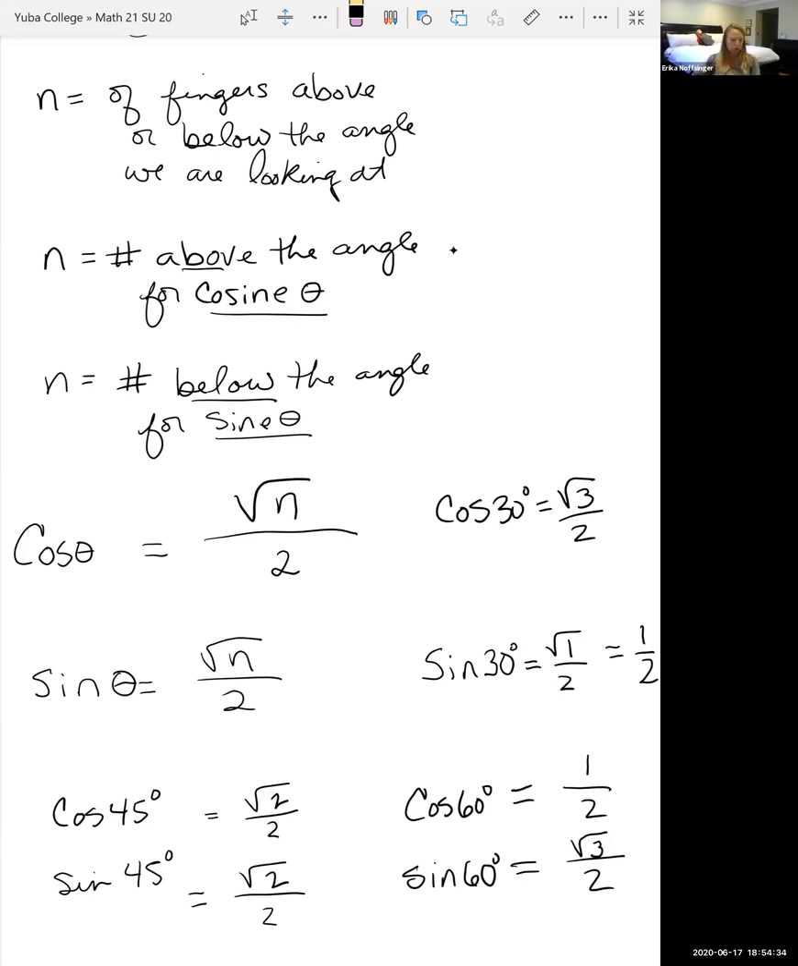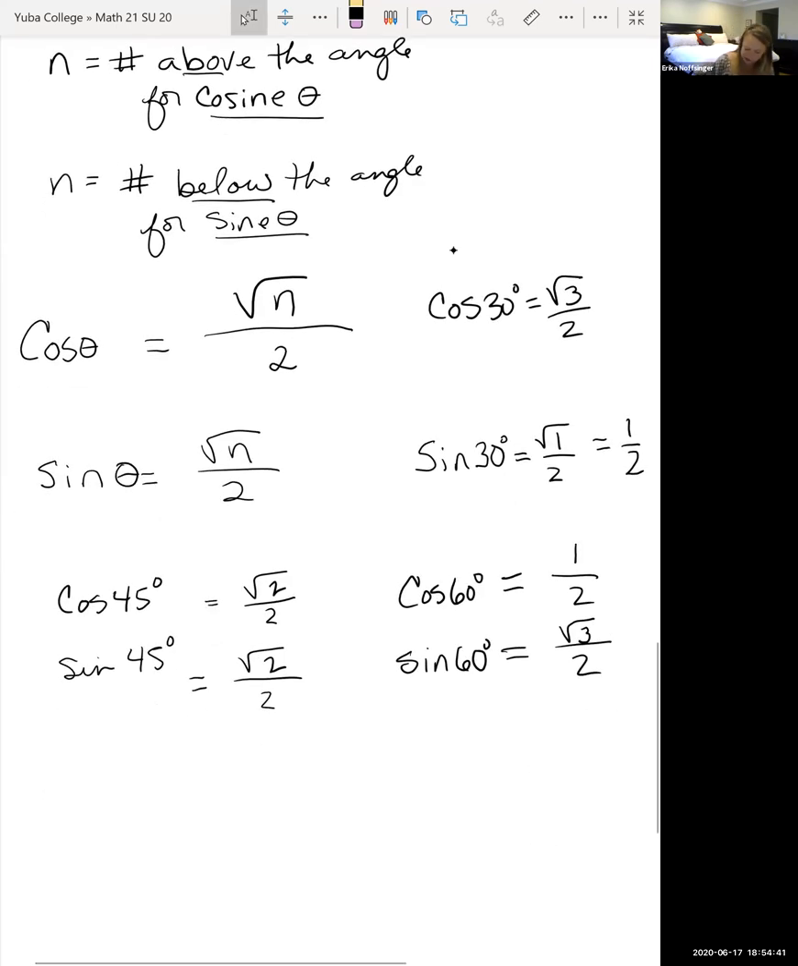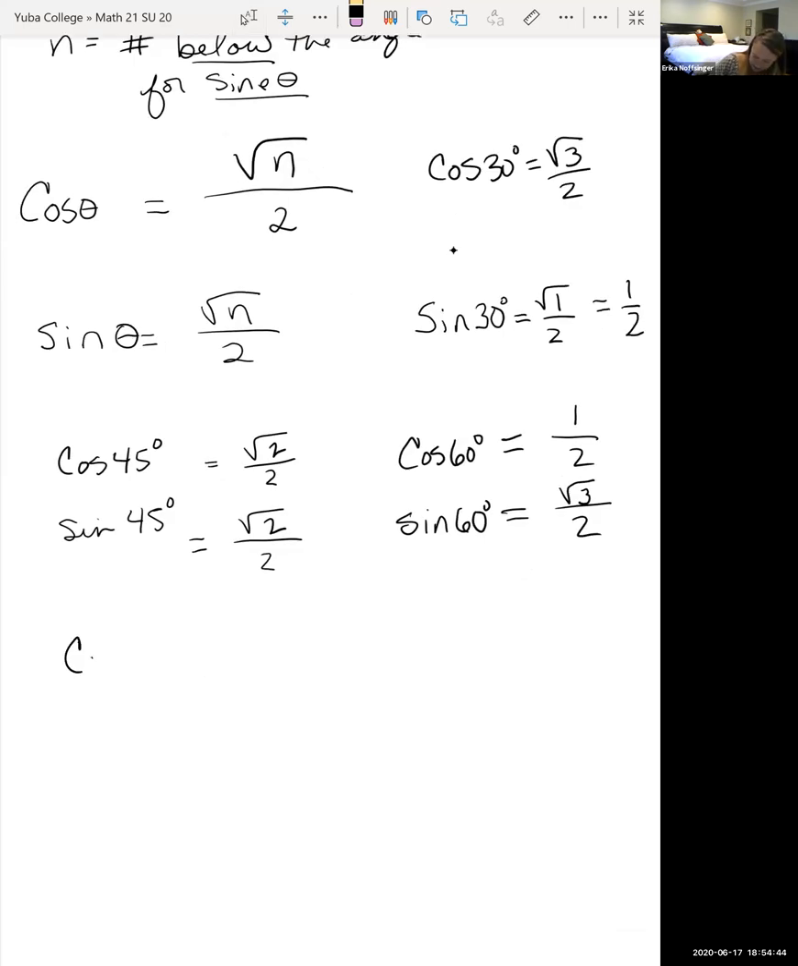So technically those work for 0 and 90 degrees also. So let's just do that because we're going to do it anyways. So cosine of 0 degrees. If you look at the number of fingers above my 0 degrees, there's 1, 2, 3, 4. So that would be square root of 4 over 2. Square root of 4 is 2, and 2 over 2 is 1.